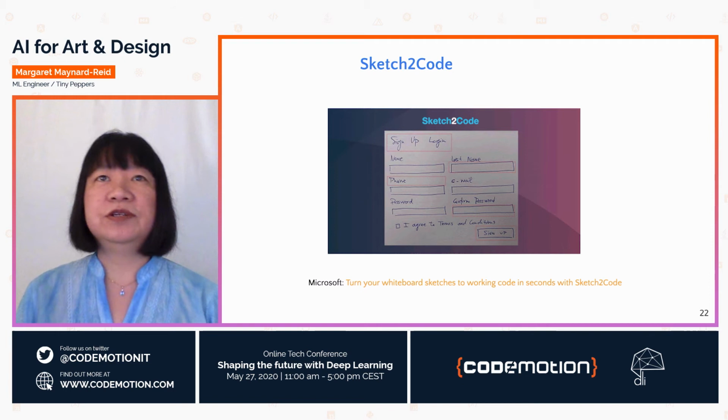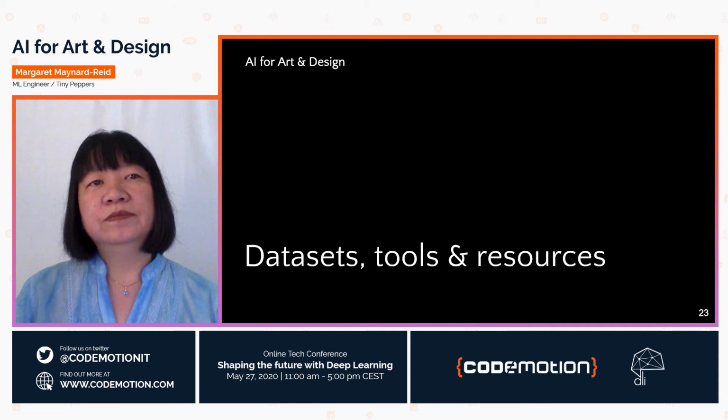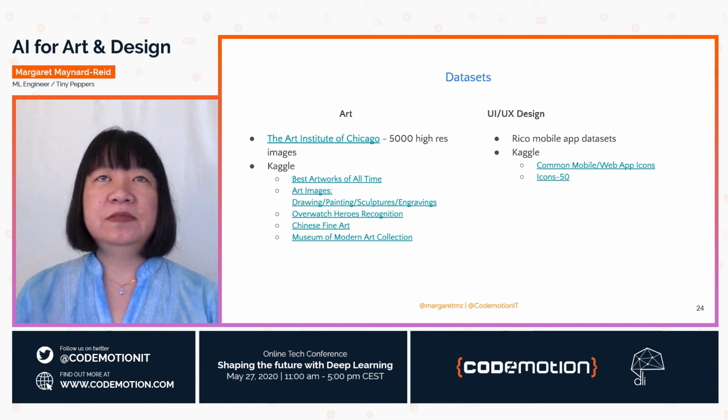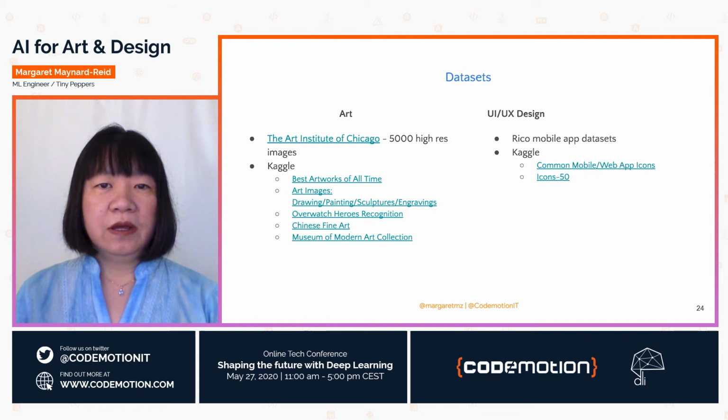Now, let's take a look at a few resources and tools and also the data sets. To train machine learning models, you will need data. And I have included some data for art as well as UI and UX design. So first up is the Art Institute of Chicago.